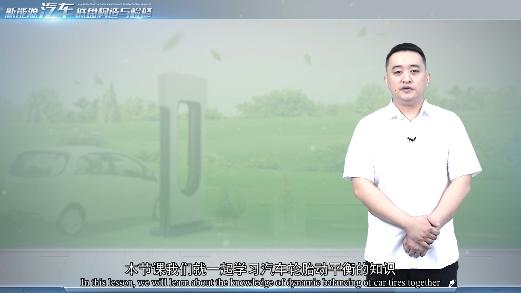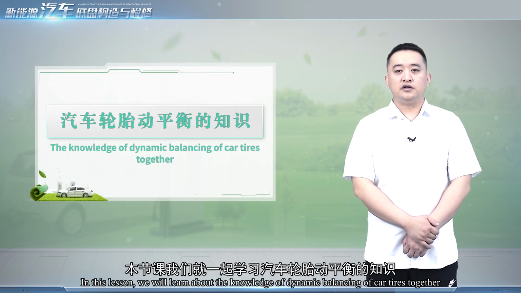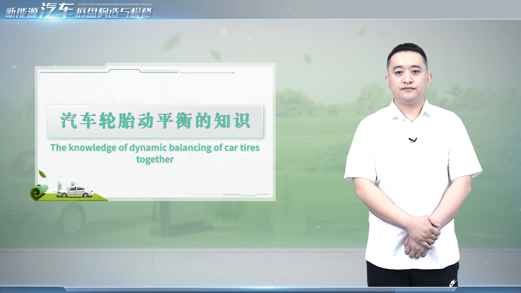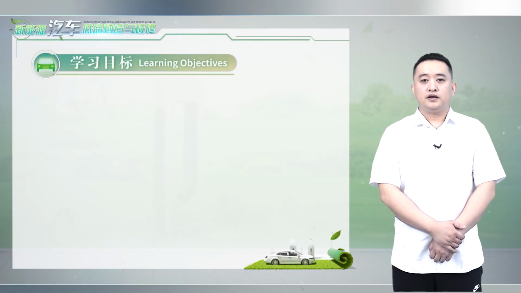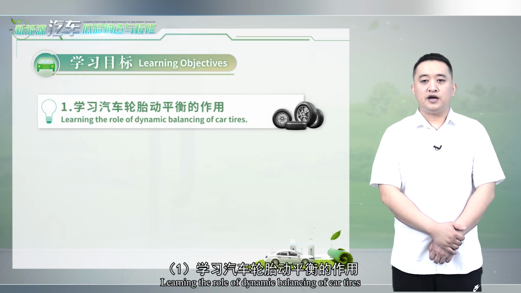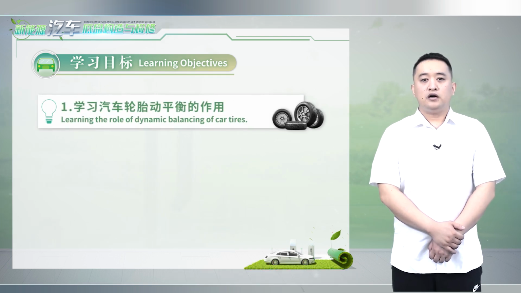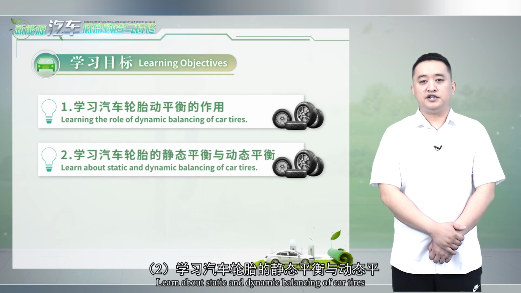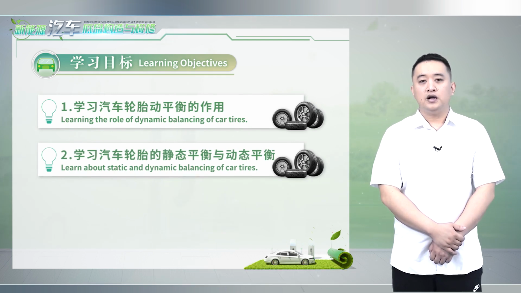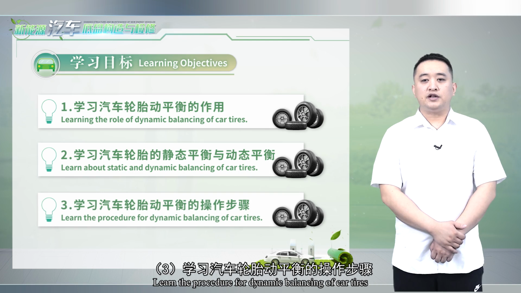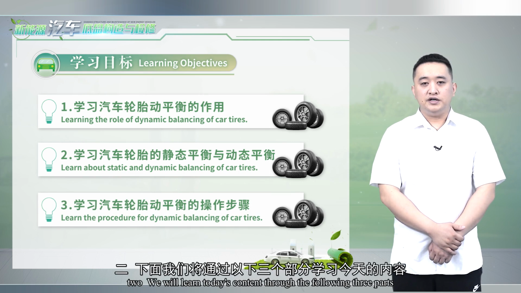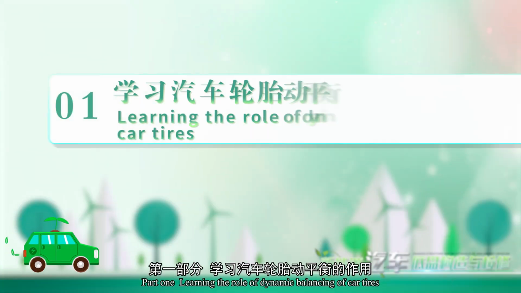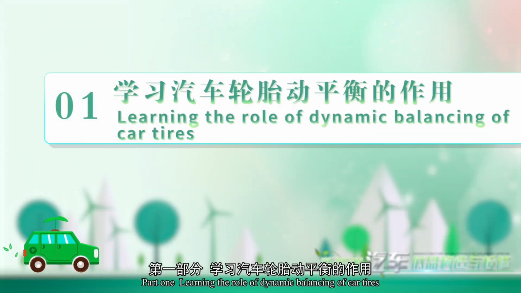In this lesson, we will learn about the knowledge of dynamic balancing of car tires together. Our learning objectives for this course are 3: learning the role of dynamic balancing of car tires, learning about static and dynamic balancing of car tires, and learning the procedure for dynamic balancing of car tires. We will learn today's content through the following 3 parts. Part 1. Learning the role of dynamic balancing of car tires.